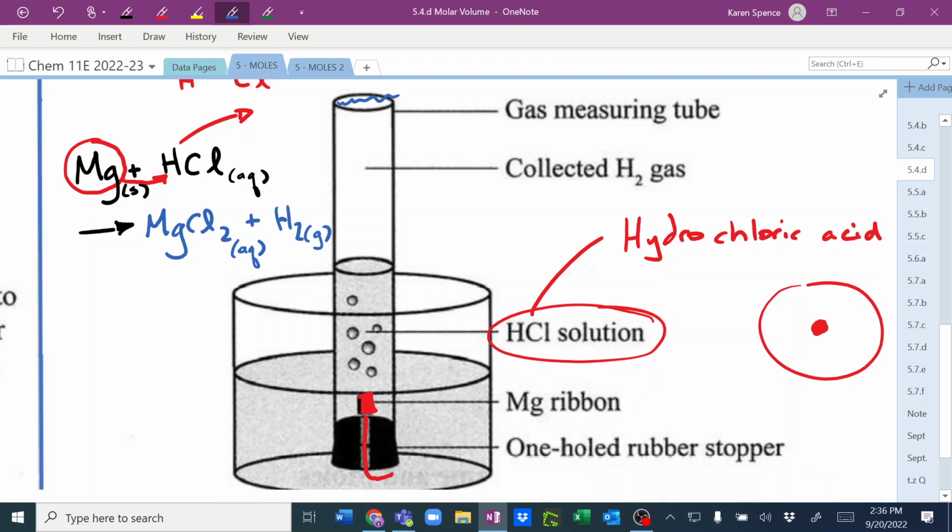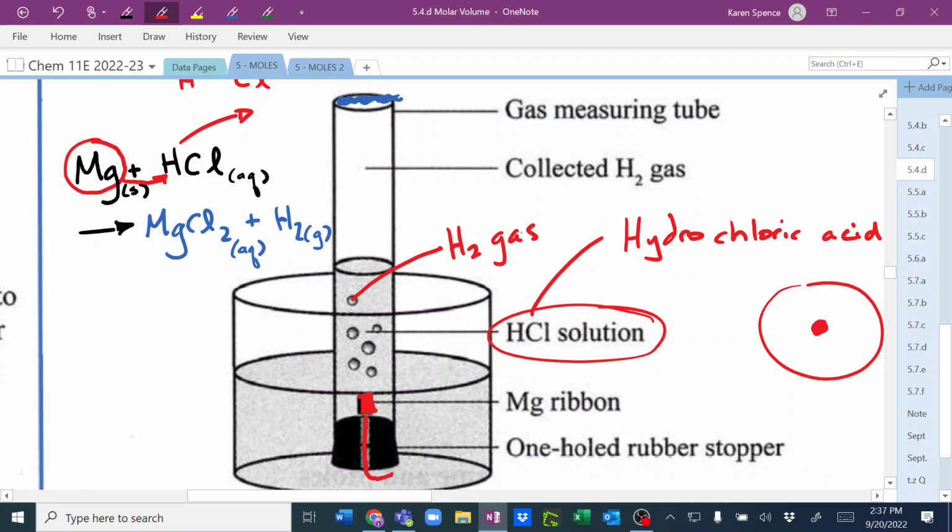So, in here, we start with the acid all the way up at the top, and then we take this plug that has the stopper that has the magnesium sticking through it, and we slot it up and in. So now the magnesium is in contact with the hydrochloric acid solution, and the two can start reacting. So what are these bubbles? What kind of gas? H2 gas.